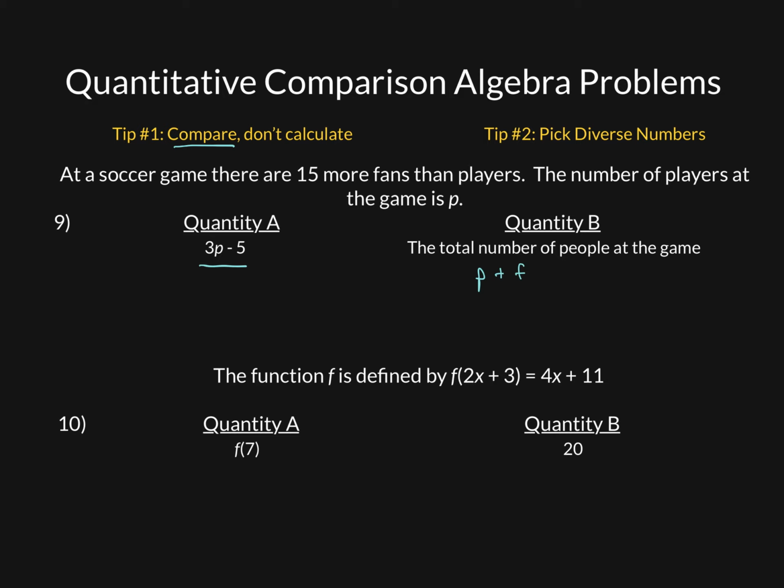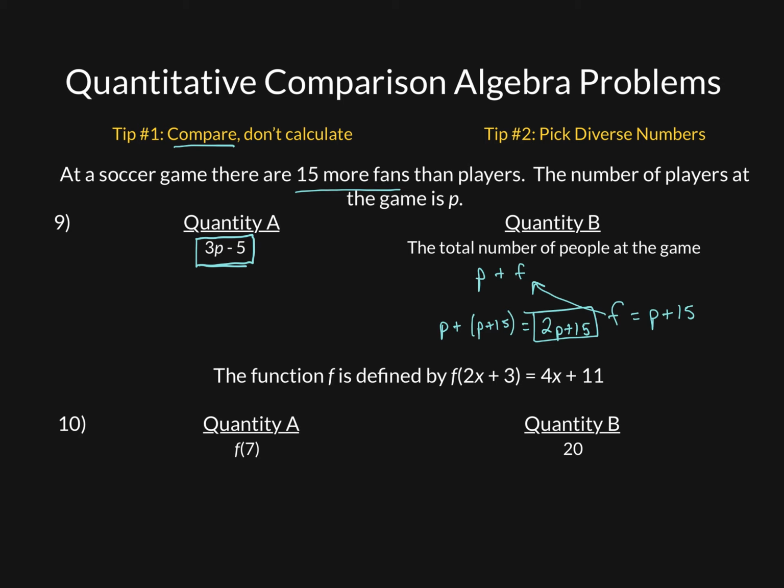Well, they told us that there are 15 more fans than players. So that means fans is equal to players plus 15. So we can go ahead and substitute for that, giving us players plus fans, which is also known as players plus players plus 15. That's going to give us P plus P plus 15, which is 2P plus 15. So essentially what we're doing is we're comparing 2P plus 15 to 3P minus 5.